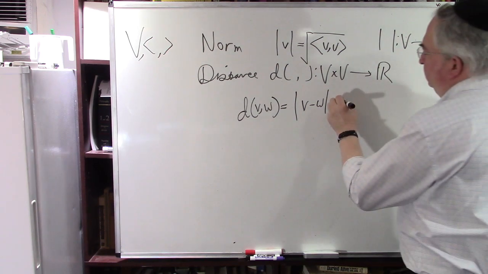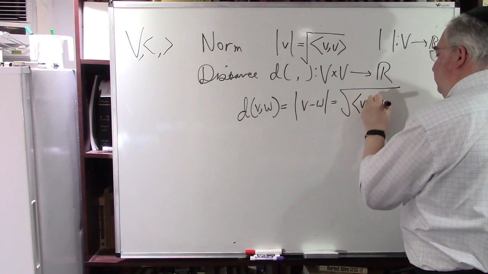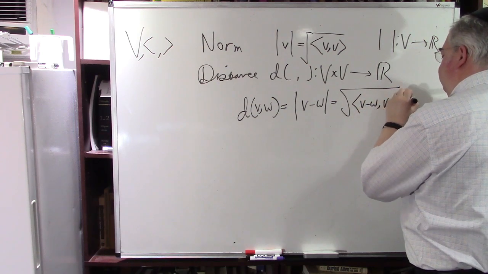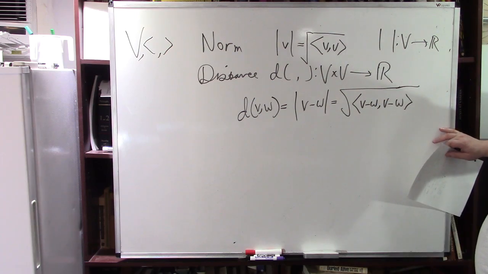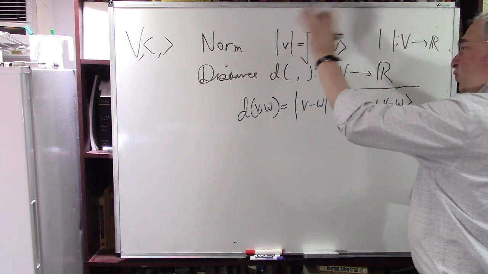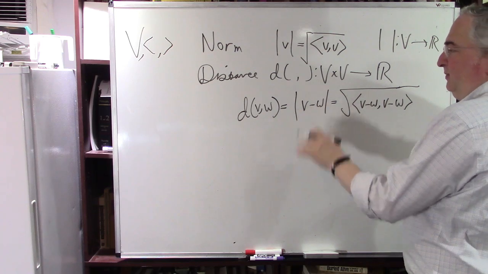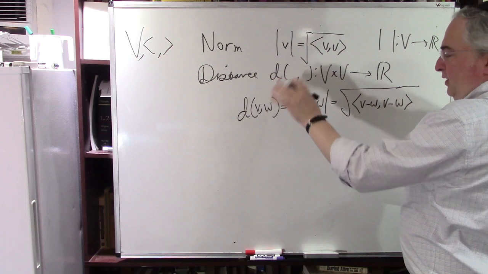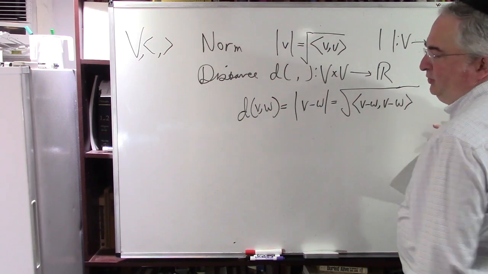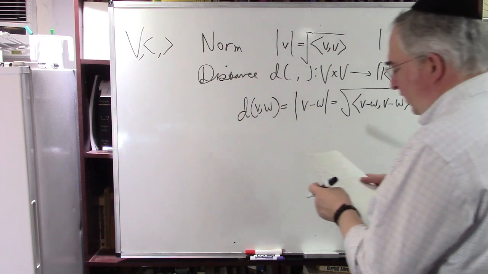Okay, let's just write this up. This is the square root of <v minus w, v minus w>. It's the norm of v minus w. Now, norm and distance satisfy different requirements. They satisfy some type of triangle inequality. They satisfy some type of non-degeneracy. You'll see it in the book. You can read it. You can watch it. You have to read it.